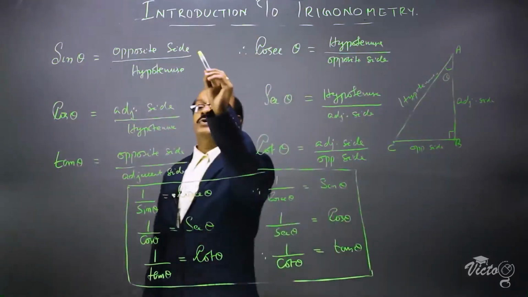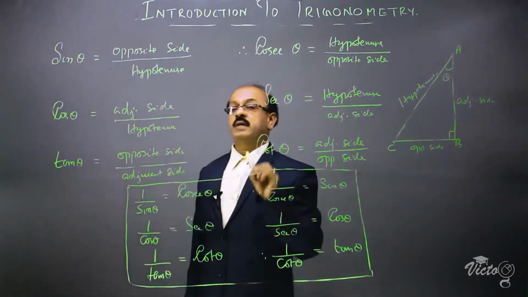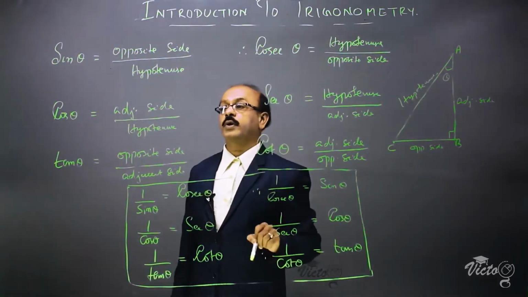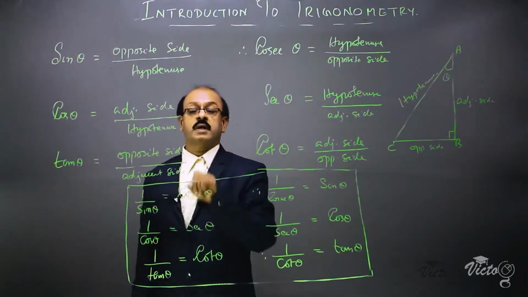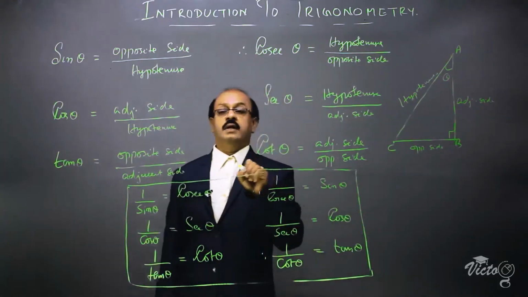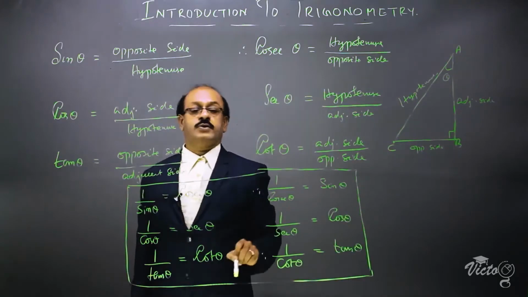And we have to study the basic terms also. That means sin theta is equal to opposite side by hypotenuse, cos theta is equal to adjacent side by hypotenuse, tan theta is equal to opposite side by adjacent side. We must study these results also.